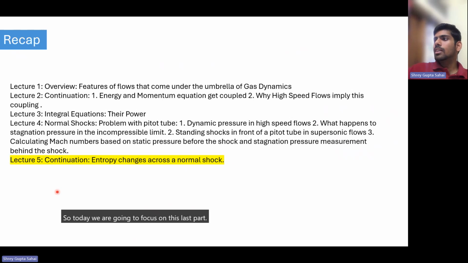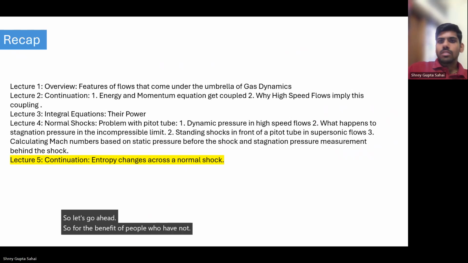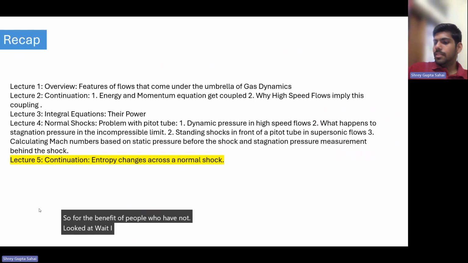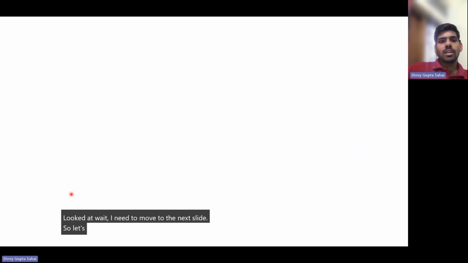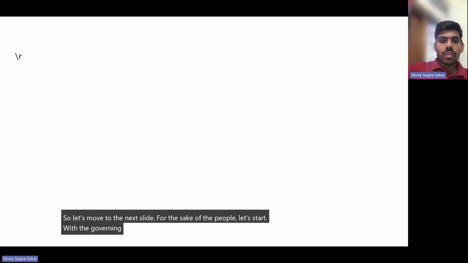So let's go ahead. Fine. For the benefit of people who have not looked at this, I need to move to the next slide. So let's move to the next slide. For the sake of the people, let's start with the governing equations for the normal shocks, and we'll pick it up from there.